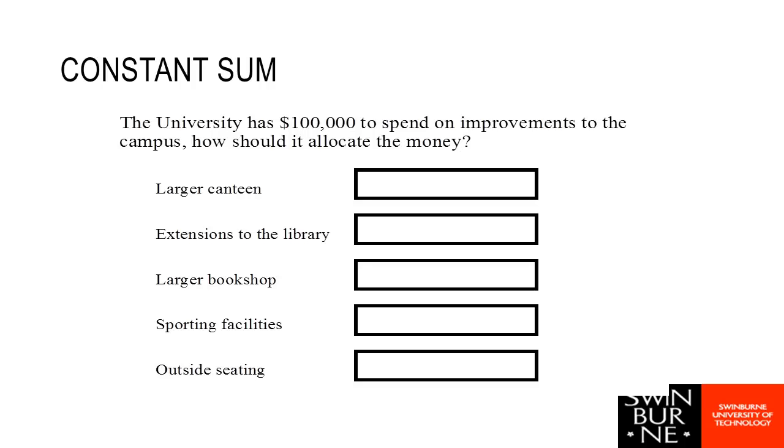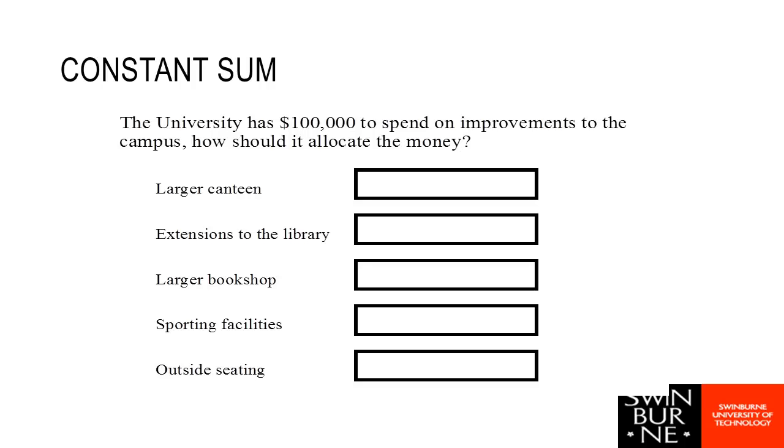Our next one is what we call constant sum. With a constant sum, we're given a particular number, and we have to disperse this number between groups. In this example that I've given, we've got the university as $100,000, and we're indicating where that money should be spent. So in a way, we're showing our preference for the spending, but we're doing it in a slightly different way.